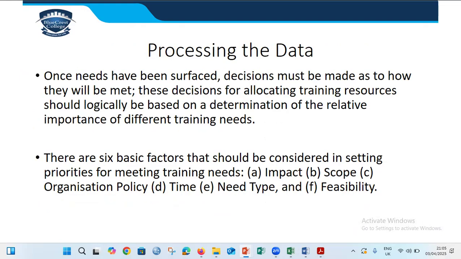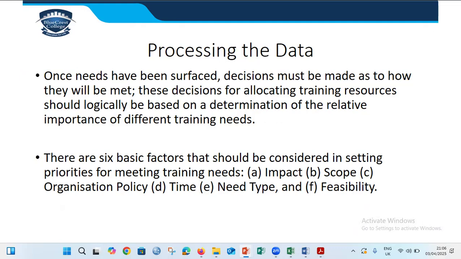Then you go to the processing of the data or analyzing the data that you have collected. So once you have identified the various needs, then you need to make a decision as to how those needs will be met. And these decisions for allocating training resources should be logically based on a determination of the relative importance of the different training needs.